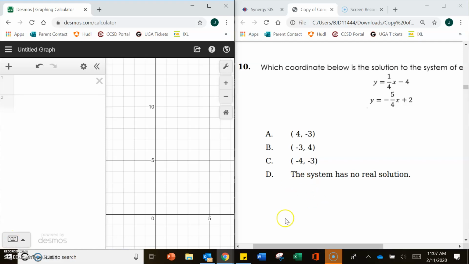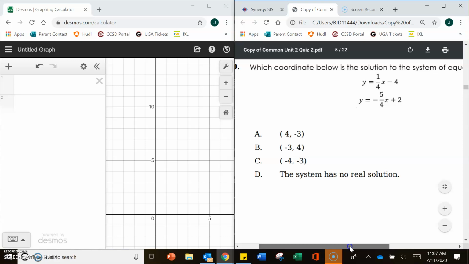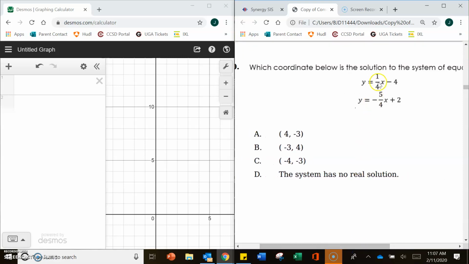All right, so on number 10, it says which coordinate below is the solution of the system of equations? Both of these systems are set up in slope-intercept form, y equals mx plus b. It's great that we know that, but we also have Desmos, and it doesn't really matter what form it's in. So what do I need to do? Type it in Desmos and see where they intersect each other.